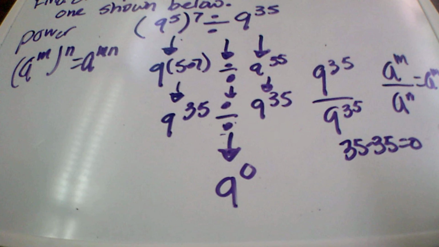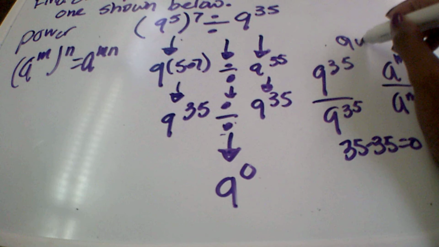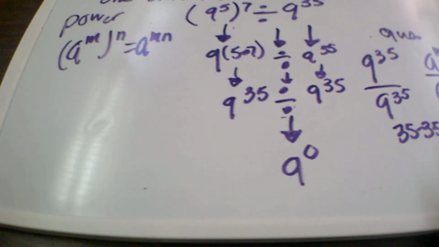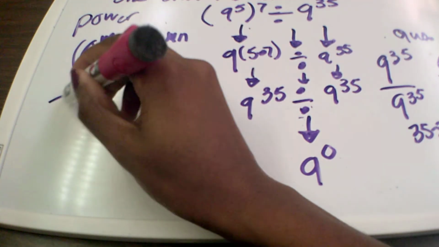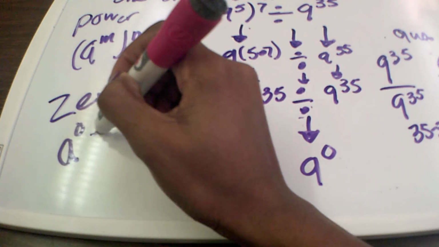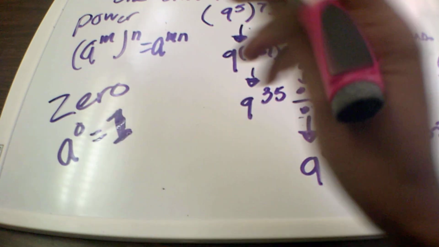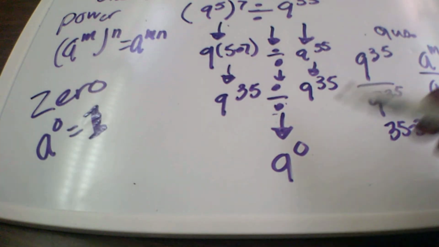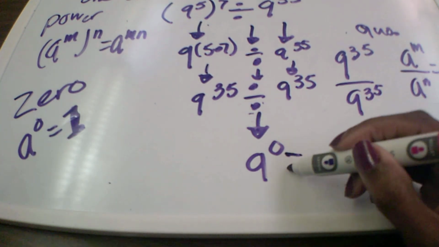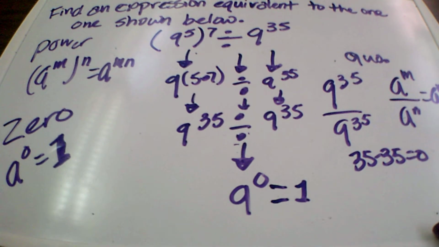Now we are on a third rule. So we have the power rule, we have the quotient rule here, and now we have the 0 rule. The 0 rule says a number to the 0 power will always equal 1. So we have 9 to the 0 power. Any number to the 0 power always equals 1. And that is our final answer for this problem.